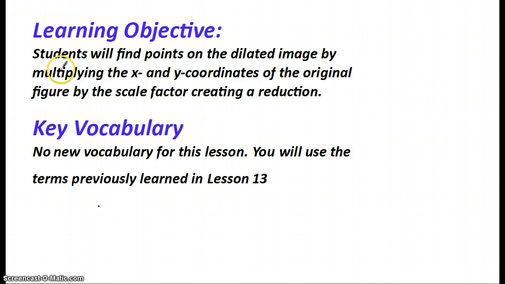Our learning objective is that you will find points on a dilated image by multiplying the x and y coordinates of the original figure by the scale factor, which will create a reduction. The vocabulary that you need to get out of this one is the same as the other ones in lesson 13 with the exception of reduction.